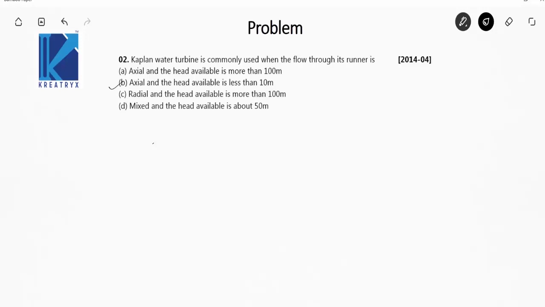Some additional information that I would like to give: for Pelton turbine, there is generally high head, like above 200 meters. For Francis turbine, medium head is used, 30 meters to 200 meters, whereas for Kaplan turbine, the head is less, that is less than 30 meters. Okay, so next question.